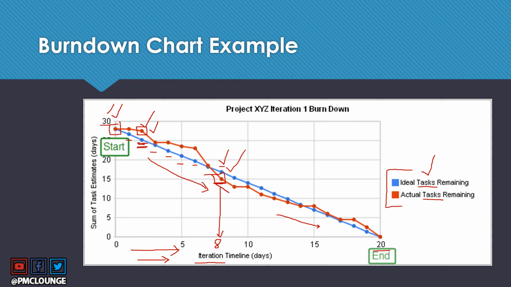So this is how a burn down chart looks like. This example is illustrating both the cases. In one case, when the red line is above the blue line, this means you are late. When the red line is below the blue line, this means you are early. So this is how a burn down chart looks like.